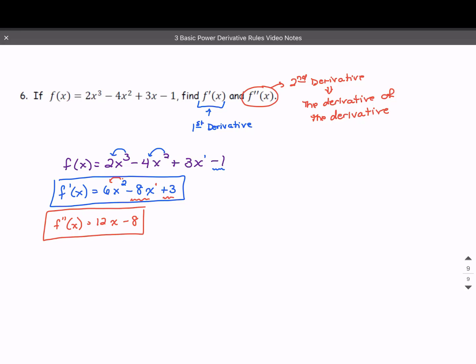All right, guys, we're going to stop here for today. We did a lot of basic rules, but notice how much algebra that's going to save us instead of having to do the definition of derivative.